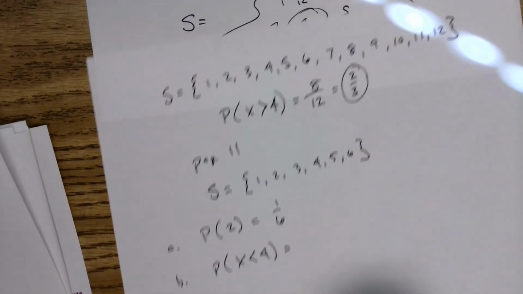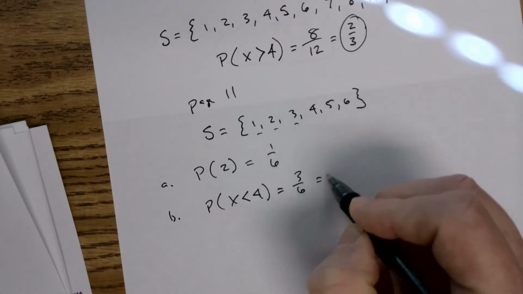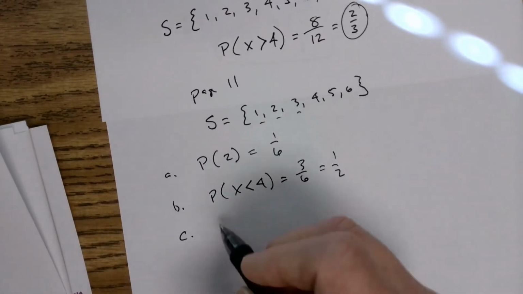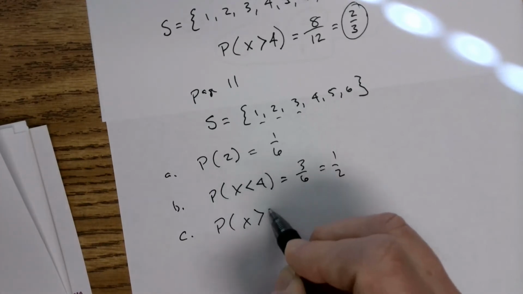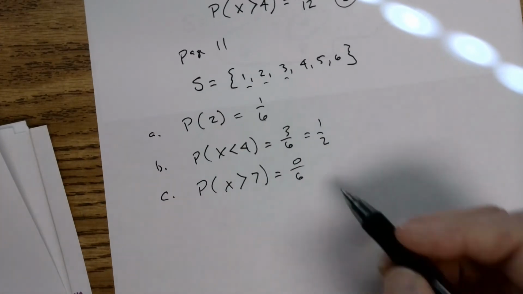Alright, so B, the probability of X less than 4. Well, 1, 2, and 3 are less than 4. That's 3 out of 6, which is 1/2. C, probability of X greater than 7. Well, there are no numbers greater than 7. So 0 out of 6, which is 0.